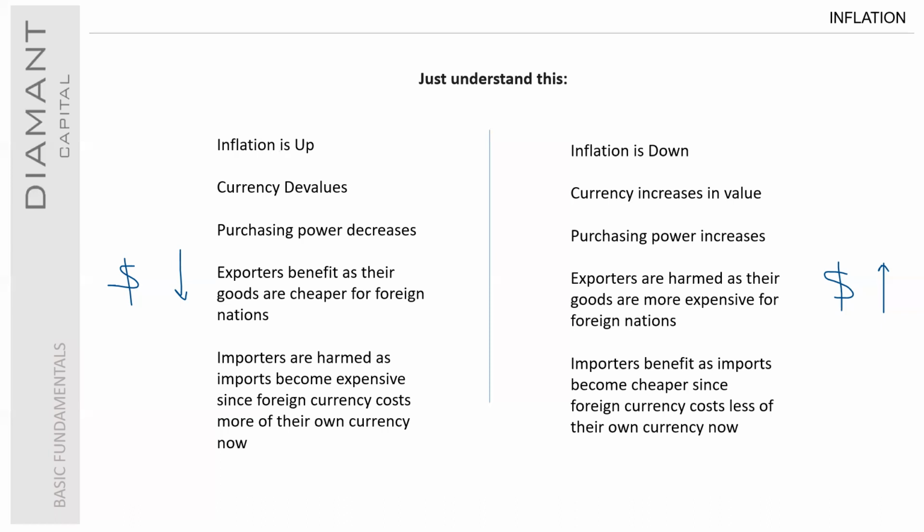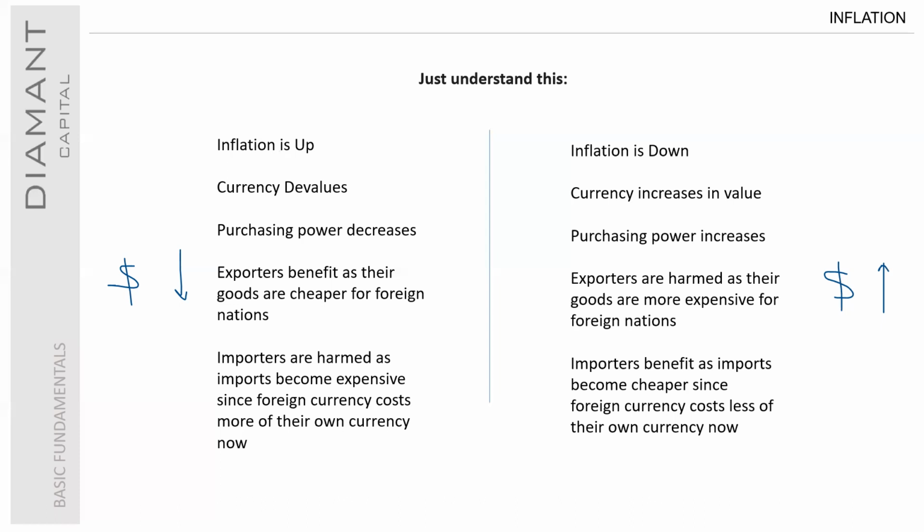Let's look at deflation now. So when inflation is down, also known as deflation, the currency increases in value. The purchasing power also increases. So you know how we said vice versa, when inflation is up purchasing power decreases, when inflation is down purchasing power increases, because our currency becomes stronger. Now, there's obviously benefits and consequences of both these actions.